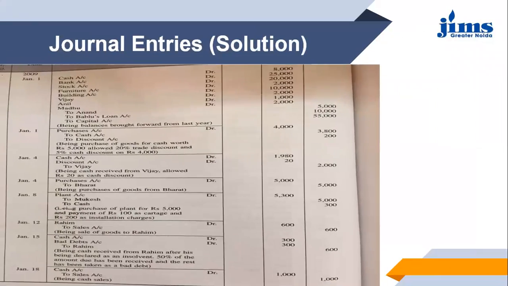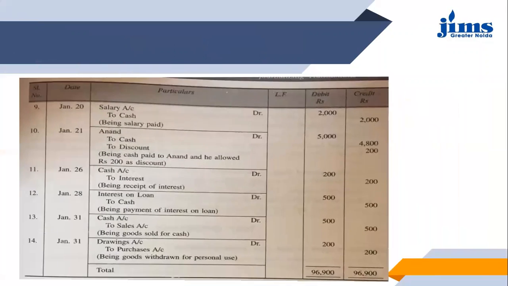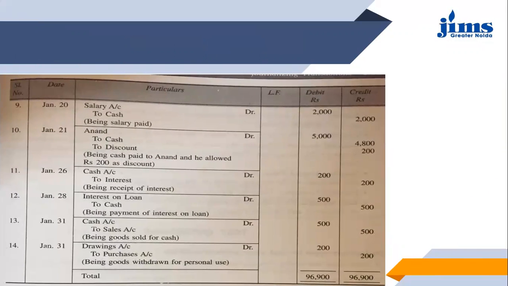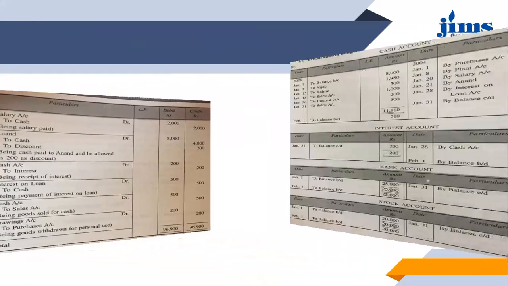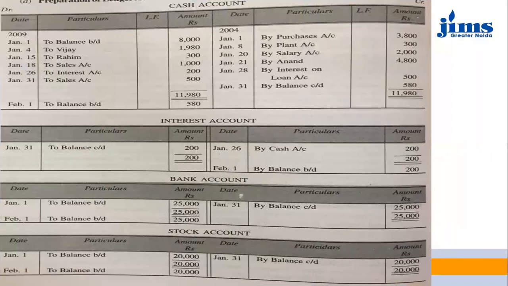That is the entry of 20th January, salary account debited to cash account. Cash account we already have, salary we have to prepare. So cash account is getting credited, and we'll go on the credit side of the cash account. You can see under 20th January, there is an entry of by salary account 2000.